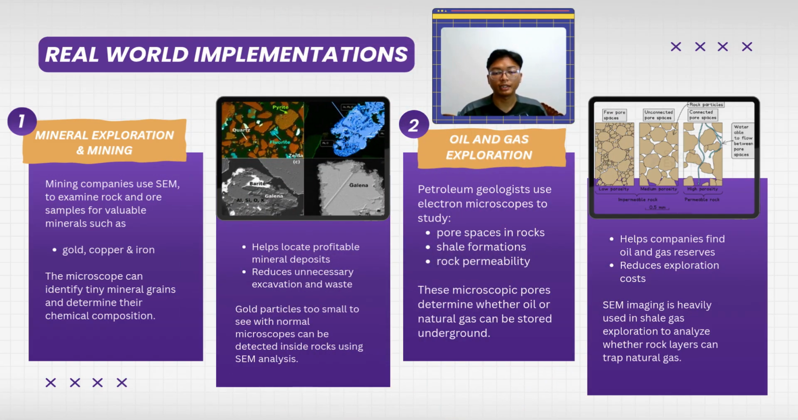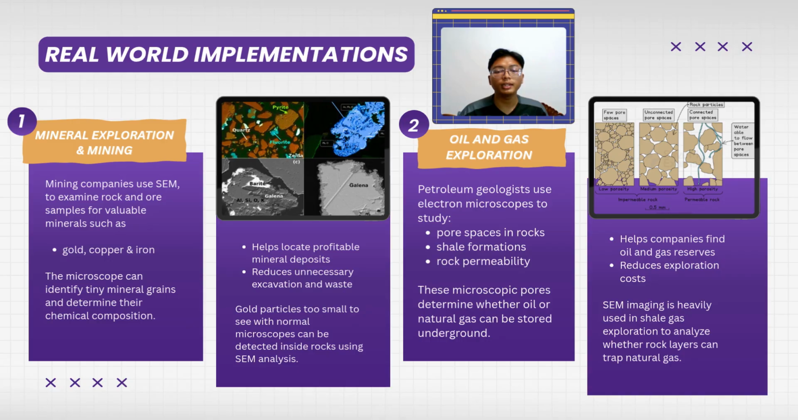The first application is mineral exploration and mining. Mining companies use SEM to examine rock and ore samples for valuable minerals such as gold, copper, and iron. The microscope can identify tiny material grains and determine their chemical composition in great detail. This helps mining companies locate profitable mineral deposits more efficiently while reducing unnecessary excavation waste. For example, gold particles that are too small to be seen using a normal microscope can be detected inside rocks using SEM analysis.